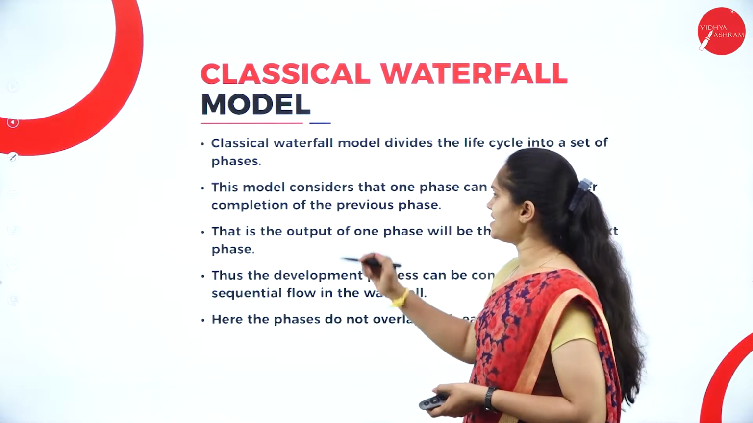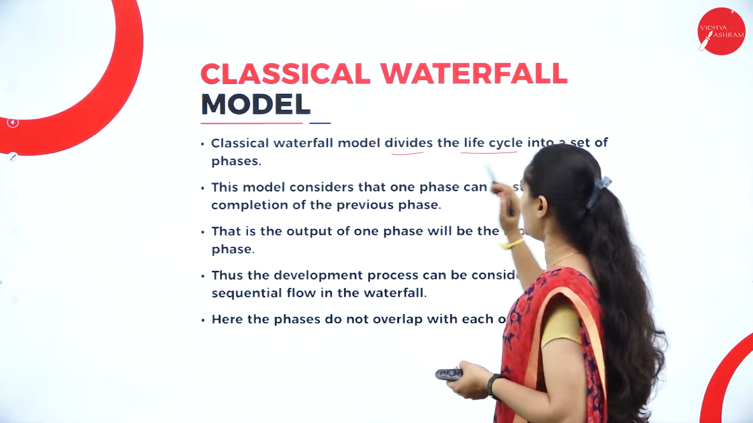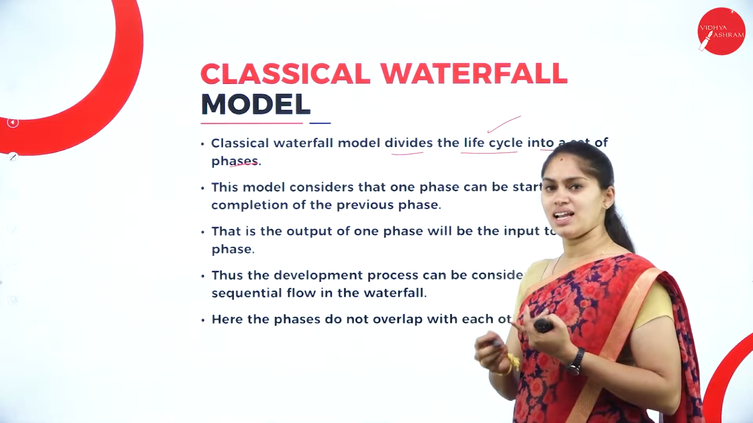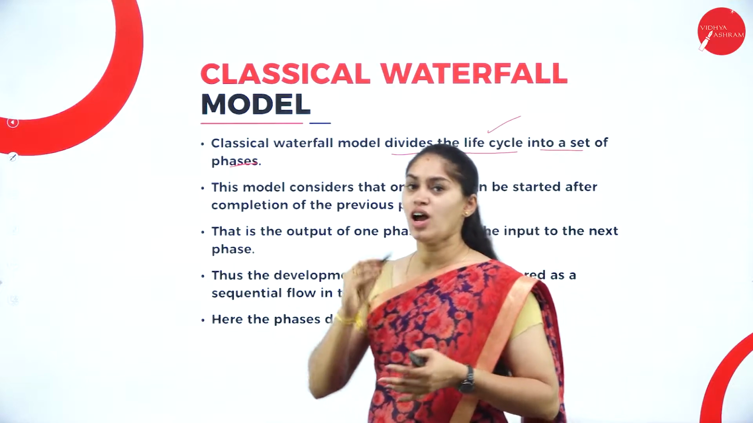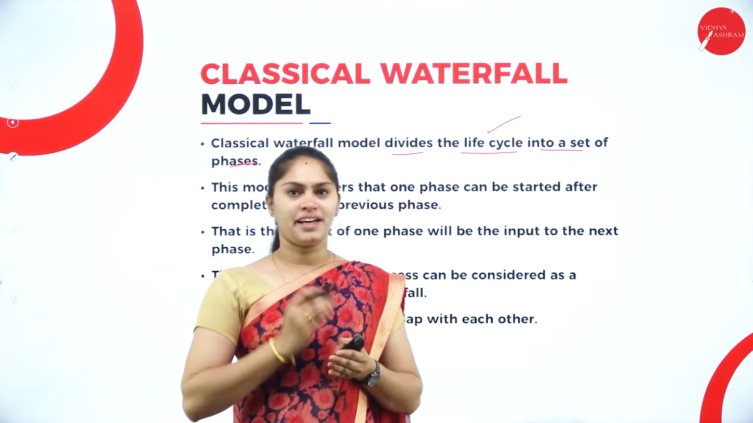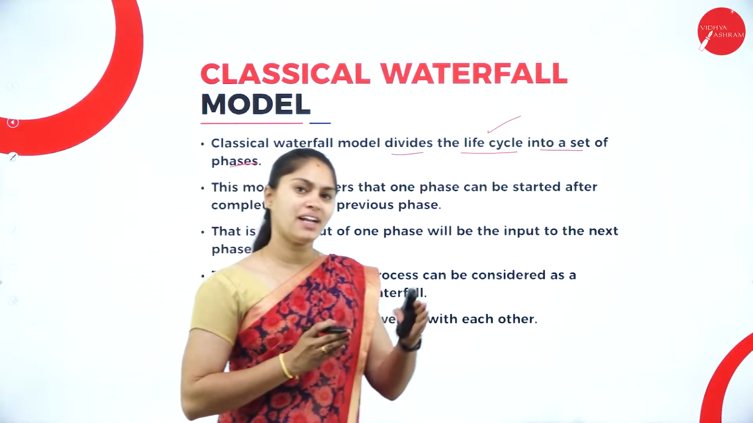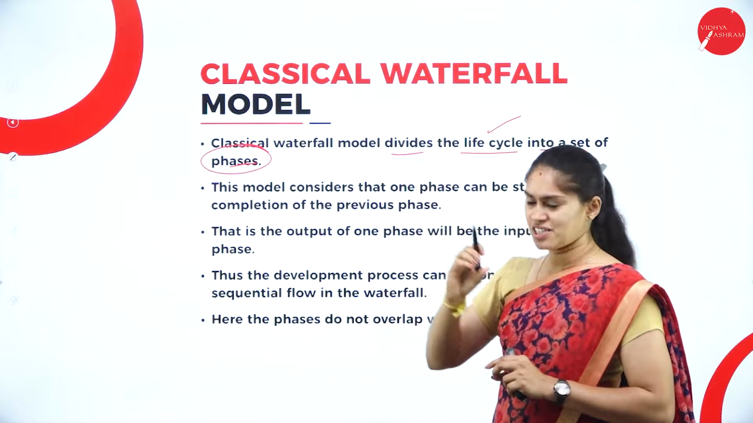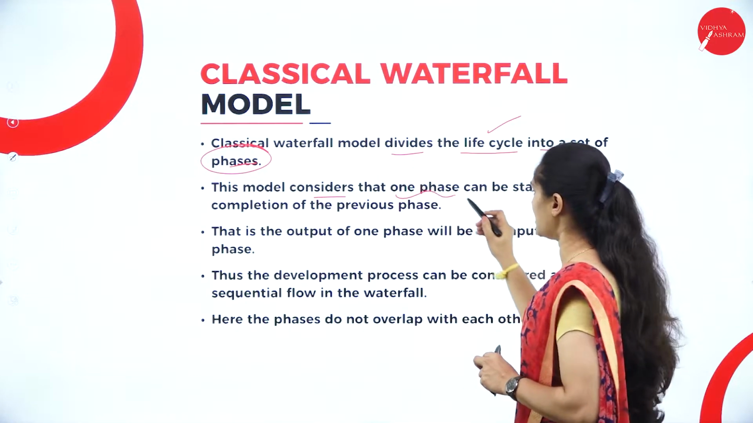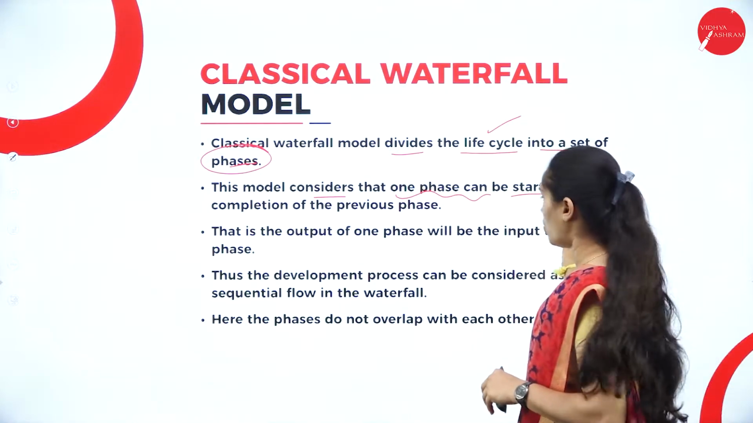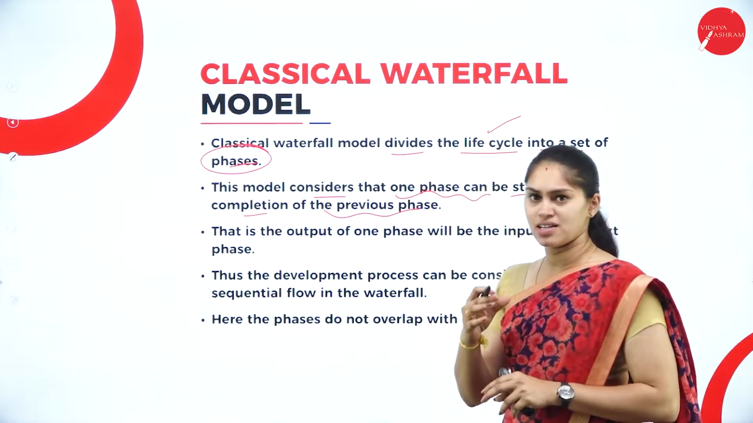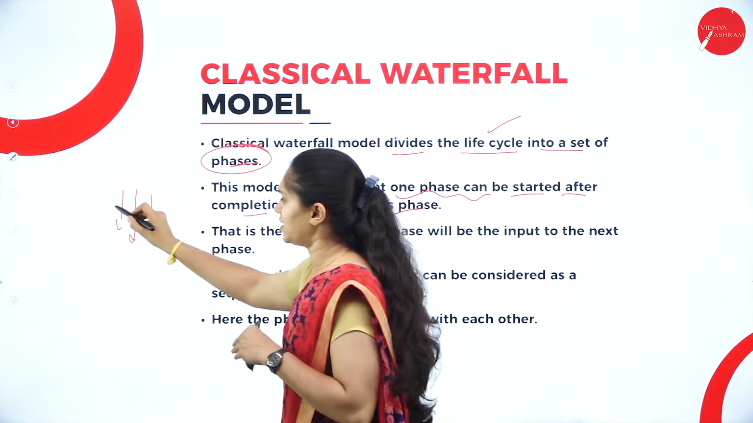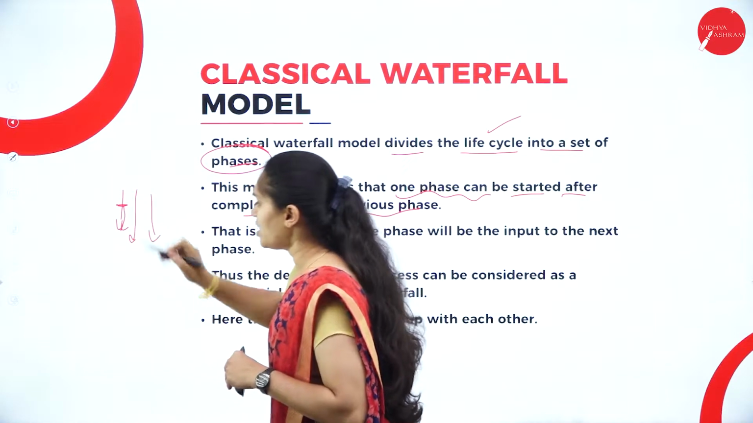Here you can see that it divides the life cycle into a set of phases. Already we know what the life cycle comprises of: requirement analysis, design, implementation, testing, evolution. All those stages in the waterfall model are divided into a number of phases, and each phase is carried out in each stage. One phase can be started only after the completion of the previous phase. The waterfall is like this: if it completes and reaches this position, then only it can reach another position.